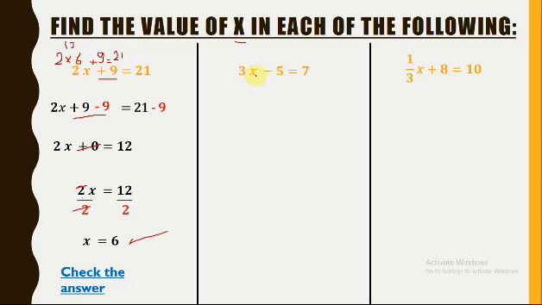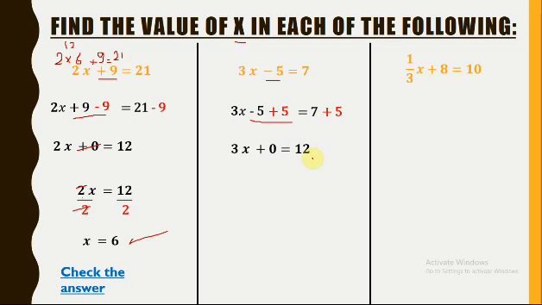Next one, 3x minus 5 equals 7. We have a problem in the minus 5. I know we have another problem in the 3, but keep it for a while. Minus 5, it means we are going to replace it by plus 5 in the left side and another plus 5 to the right side. Minus 5 and plus 5 is the 0. 3x plus 0 equals 12.